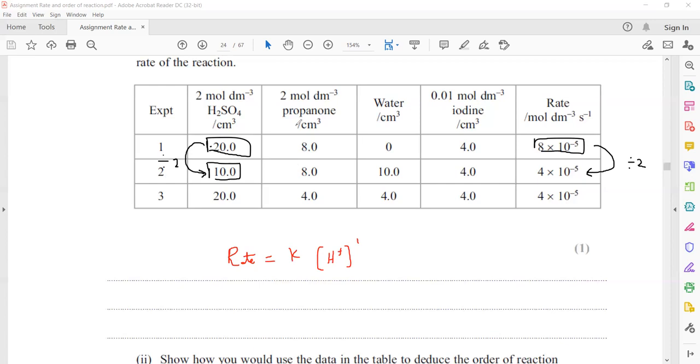Sir, so the water will have no effect on the rate? Water is not a reagent here. Water is only used for diluting the mixture, so that the total volume will remain the same. It is not used as a reactant, it is just diluting the mixture and making sure that the total volume of all the experiments remains the same.